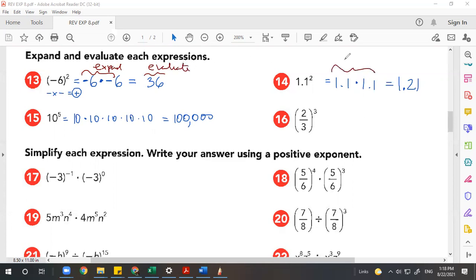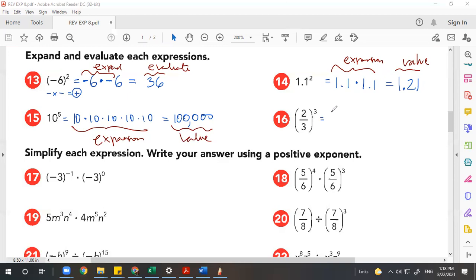Okay, this is also the expansion form, and this is the evaluation, or the value, right? So evaluate means you have to find the value. Expand means you have to do the expansion. Okay, this is the expansion, and this is the value. Now for the last number for the expansion and evaluation.